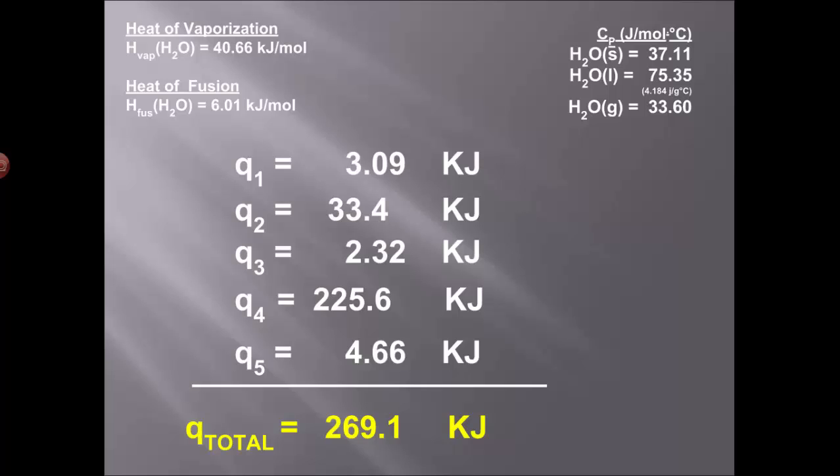Then Q4, that's the amount of heat needed to boil this 100 grams. So moles times the 40.65 kilojoules per mole. 225.6. That's the most heat in this entire thing was needed just to boil the water. Again, think about why that is. And finally, Q5 is to raise the temperature from 100 degrees up to 125 degrees, and that's 4.66. We add them all up, we get 269.1 kilojoules.